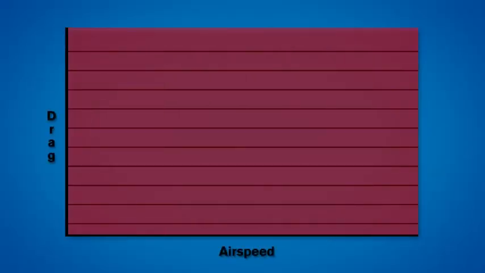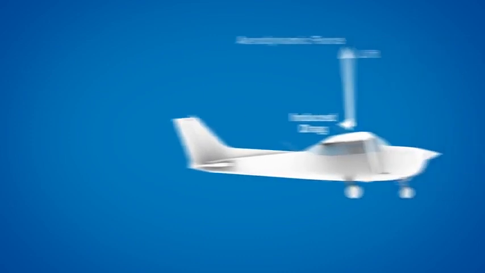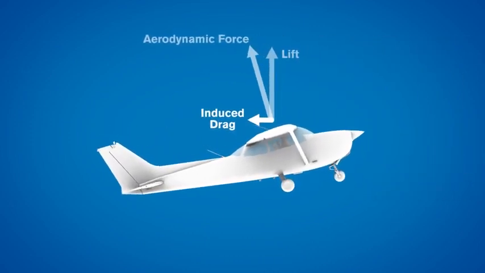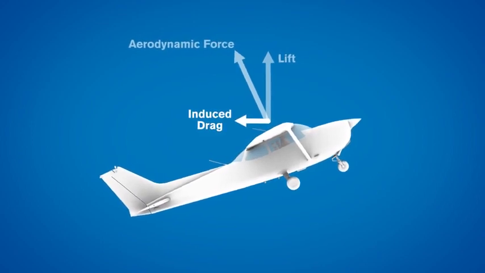Induced drag is higher at slower airspeeds and decreases as we increase speed. This is because induced drag is worse when the airplane is flying at a high angle of attack, such as when we are flying slowly.